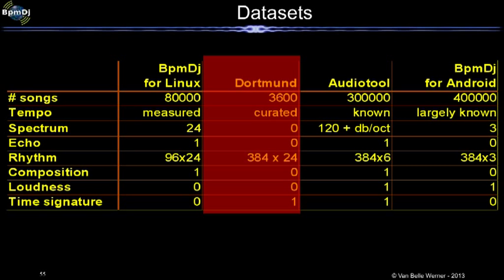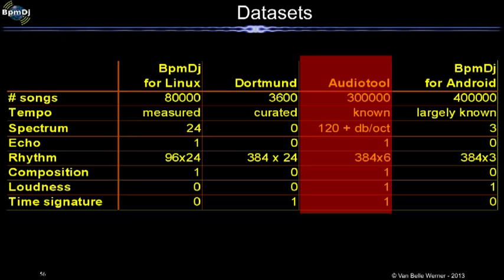In 2010, I reinvestigated the tempo algorithm and started using a different set of music. In this case, we had a list of 3600 curated songs. We omitted the spectrum, echo, loudness and composition properties. The rhythm pattern was, however, fairly extensive, 384 ticks wide and 24 frequency bands high.